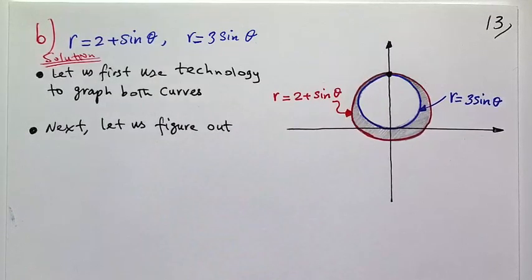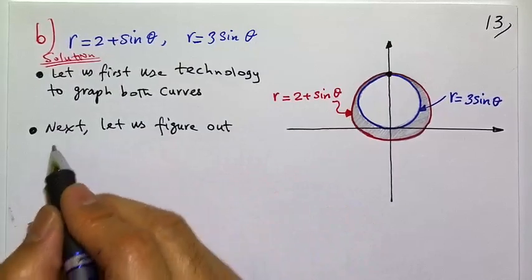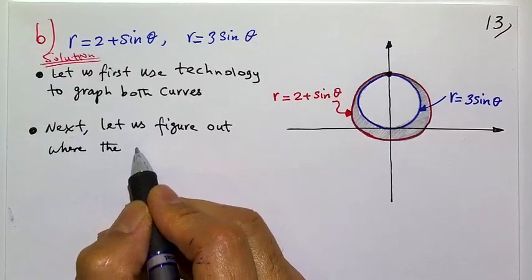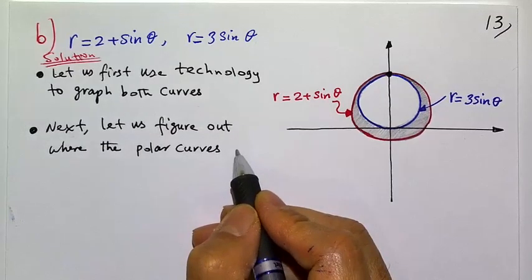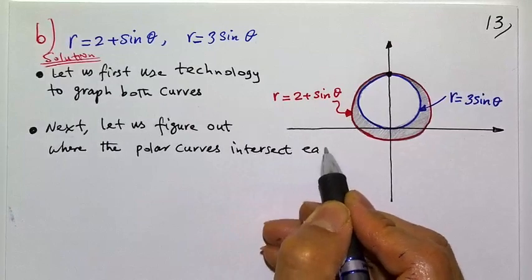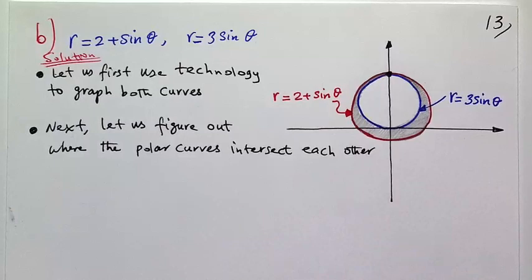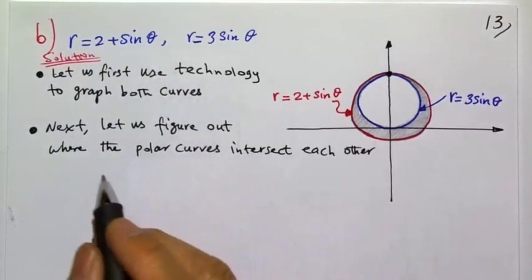What do you think we should do next? Let us figure out next where these curves intersect, right? So figure out where they intersect each other. To do that, all we have to do is set these two curves equal to each other.